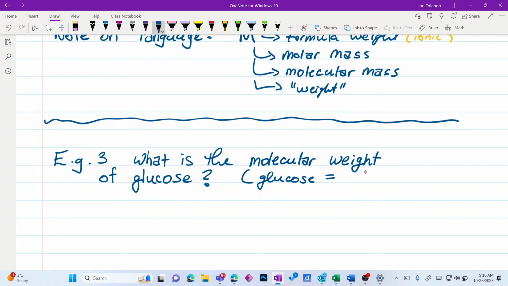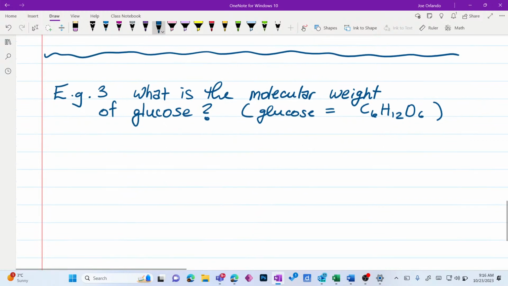It's a sugar. It's a ring of... There's like C6, H12, O6. Very good. All right. So I want to know how much a glucose molecule weighs, and it has the formula C6H12O6. So let's put that here.